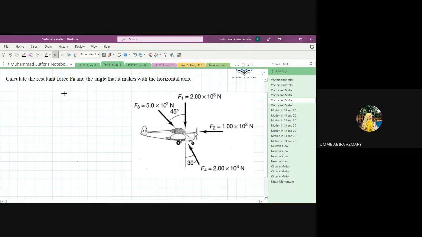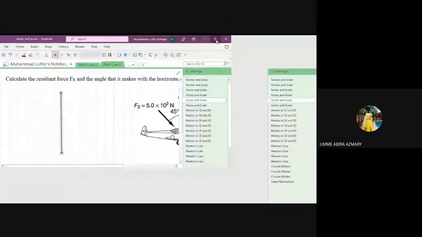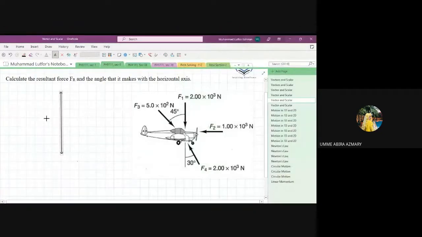Sir, it might be in the first quadrant. I'm not sure, because F1 and F4 have the same value, so these two are neutral. If I see F3 and F2, F2 is 1.1 to the power 3 Newton and F3 is 5, but it has another. Now look at this one.